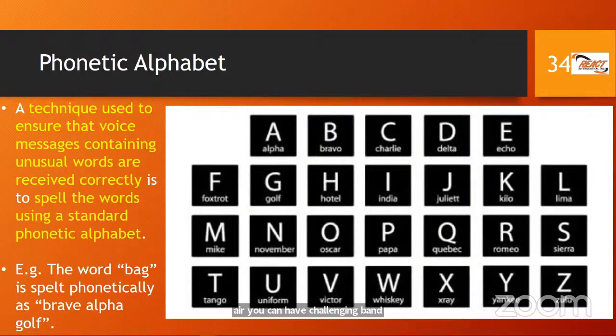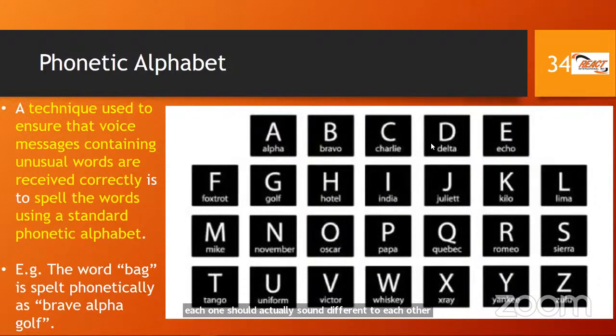How can we ensure that when we are passing those messages, that the messages are correctly received? Well, one technique that we can use is to spell some of the key words in a message using the phonetic alphabet. And of course, the phonetic alphabet is on your screen. Each one should actually sound different to each other. So when you hear it, you know what letter it is.